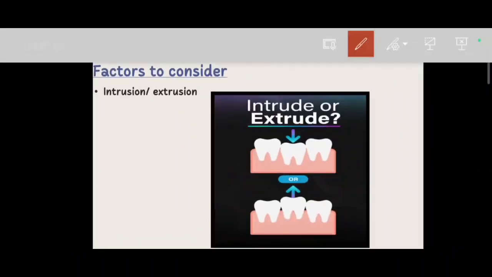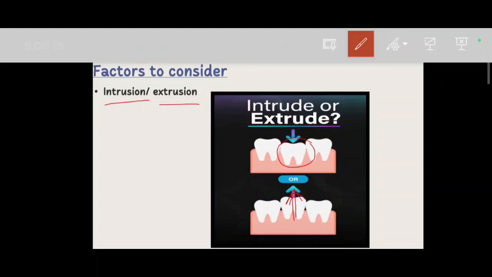So before treatment, we decide, should we intrude teeth or extrude teeth? Intrusion means moving the teeth inward and upward. So you see this is a tooth which is moving inward. Extrusion means moving the teeth outward or downward. So this is an extrusion, where it is moving outward.